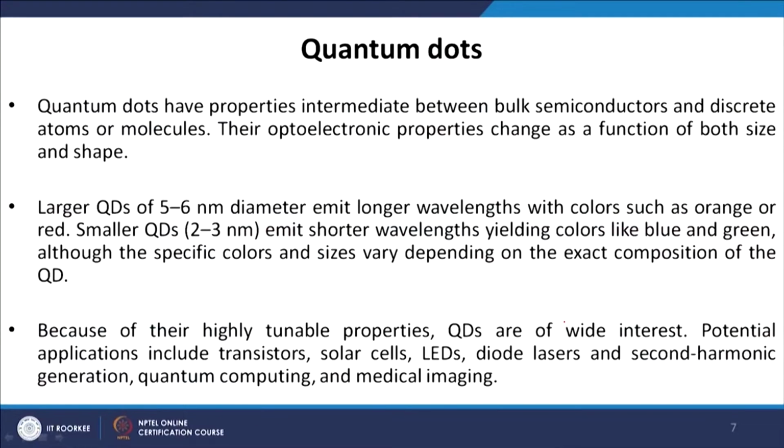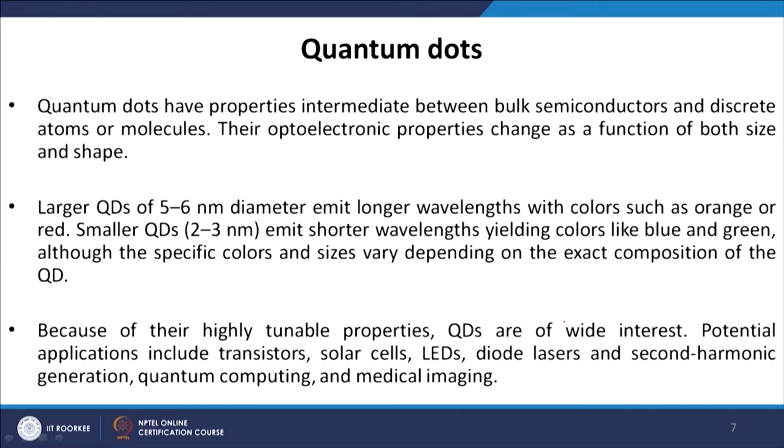Now, quantum dot has properties which are not similar to either one of them. Their optoelectronic properties change as a function of both size and shape. Larger quantum dots of 5 to 6 nanometer diameter emit longer wavelengths with colors such as orange or red. Smaller quantum dots like 2 to 3 nanometer emit shorter wavelengths, yielding colors like blue and green, although the specific color and size very much depend on the exact composition of the quantum dot.